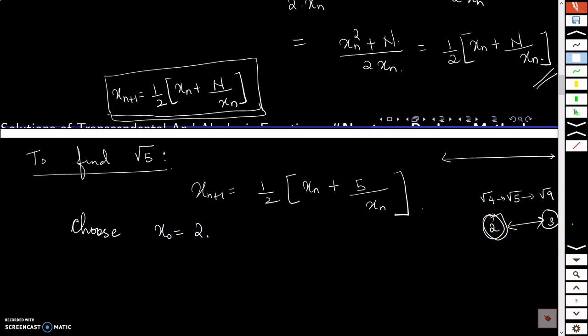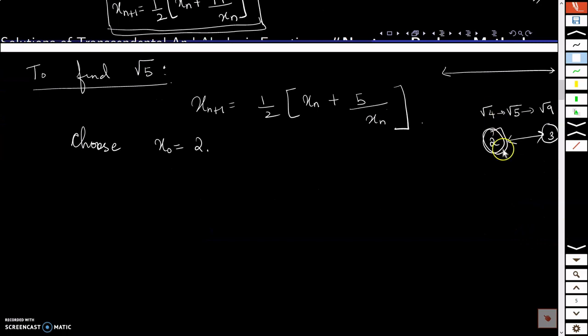Okay, because I can find a perfect square before and after 5. That's 4 and 9, and root 4 is 2 and root 9 is 3. So root 5 must definitely be between 2 and 3. Okay, so using this formula, x naught is given to me, so I can find x1. So what will be x1?